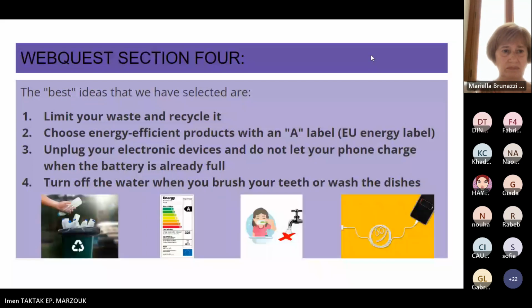And in the Webquest section 4, we were asked about the best idea that we have selected for a sustainable trip. We had more ideas and we voted. And these are the results of the vote. Limit your waste and recycle it. Choose energy efficient products with an A label, the EU energy label. Unplug your electronic devices and do not let your phone charge when the battery is already full. Turn off the water when you brush your teeth and wash the dishes.